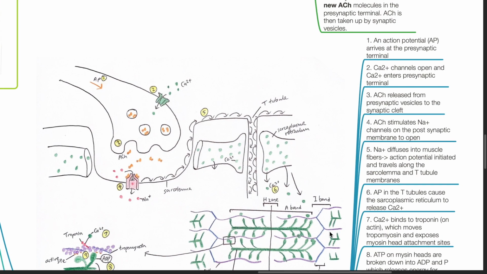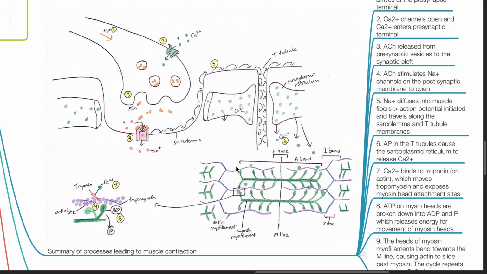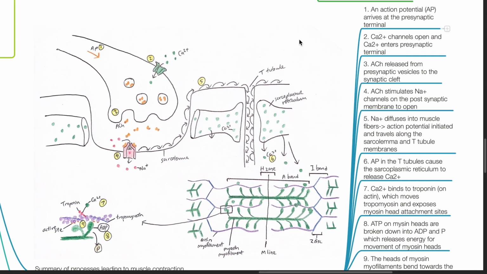This diagram summarizes the processes leading to muscle contraction. Number 1. An action potential arrives at the presynaptic terminal. Number 2. Calcium channels open and calcium enters the presynaptic terminal. Number 3. Acetylcholine is released from the presynaptic vesicles into the synaptic cleft. Number 4. Acetylcholine stimulates sodium channels in the postsynaptic membrane to open.